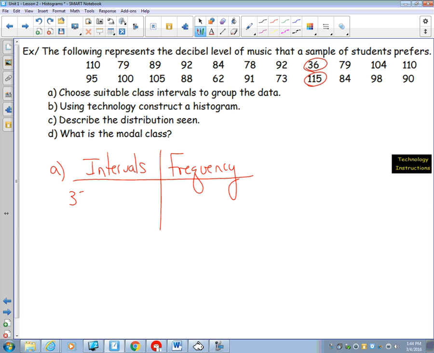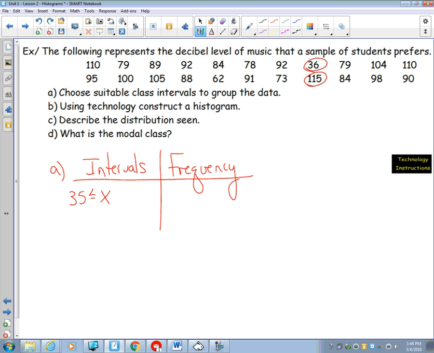Okay. I'm going to use my interval notation this time. I can go up by, I don't know, I can go up by tens, I suppose. But if I went up by tens, I need to go to 45 to 55 to 65 to 75 to 85 to 95 to 105 to 115 to 125. That's 9 intervals. Maybe that's too many. I don't want that many.